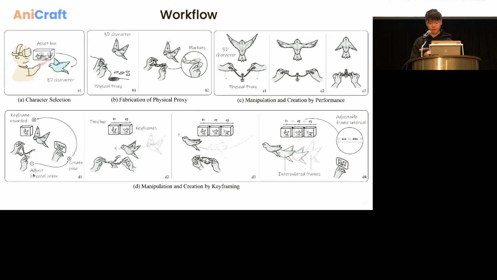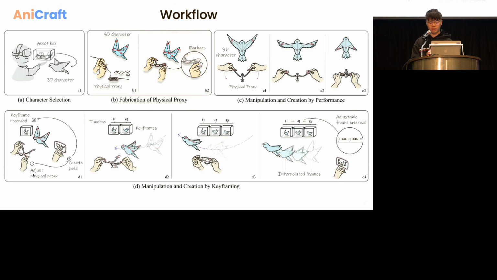We provide users with some pre-rigged characters to get started, and you can add your own custom character, but we didn't focus on that part of the interaction. The idea here is that the user creates a physical proxy based on the character skeleton and attaches markers to it for tracking. You can then animate the character using a performance-based method, meaning the system will record real-time manipulation. We also have keyframe-based animation, where you can quickly pose the character and freeze it in different keyframes and let the system create smooth interpolated animation in between.